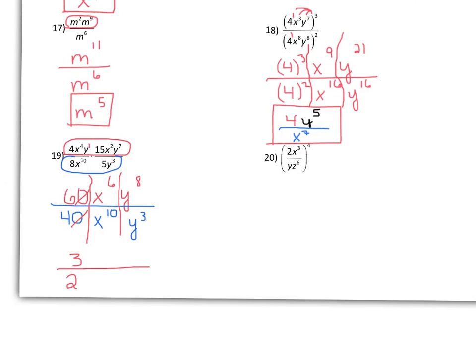X to the 6th over x to the 10th, well, bottom wins, leaving us with x to the 4th. And finally, y to the 8th over y to the 3rd, top wins with y to the 5th left over. 3y to the 5th over 2x to the 4th.